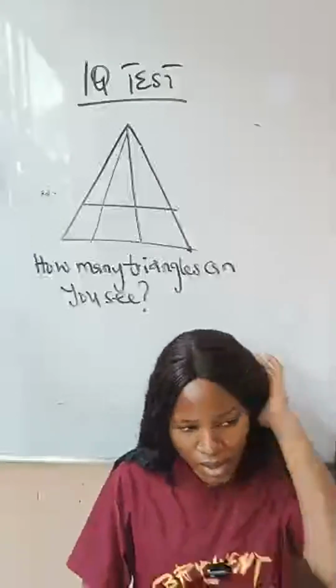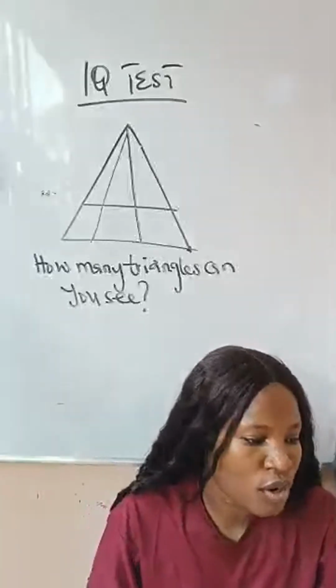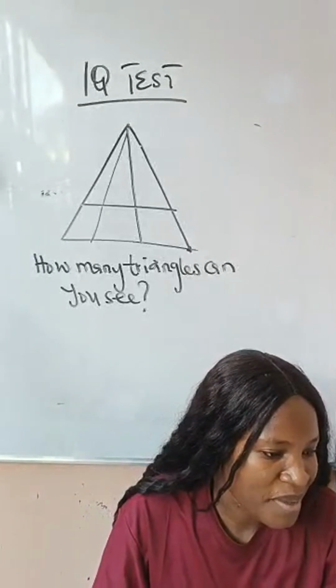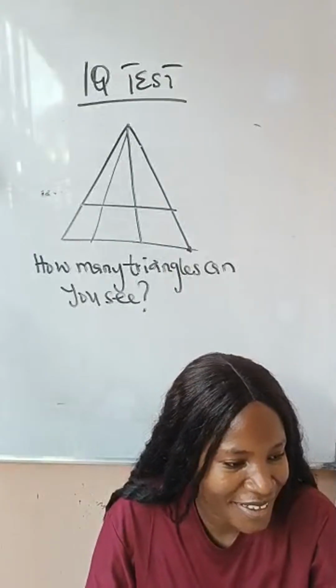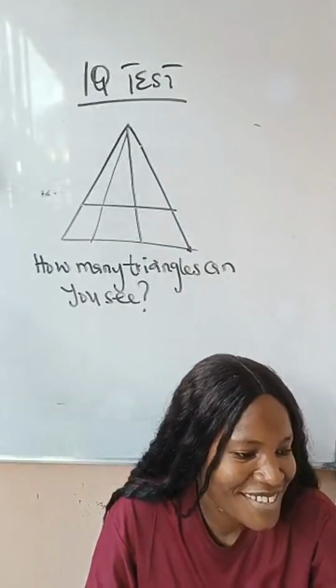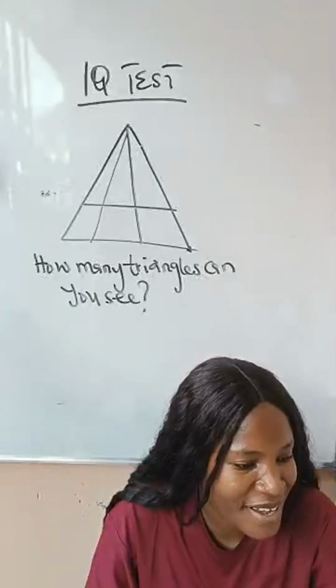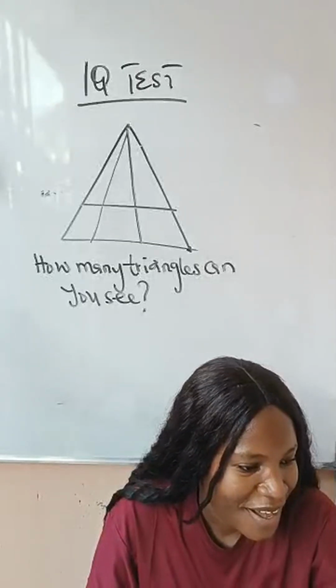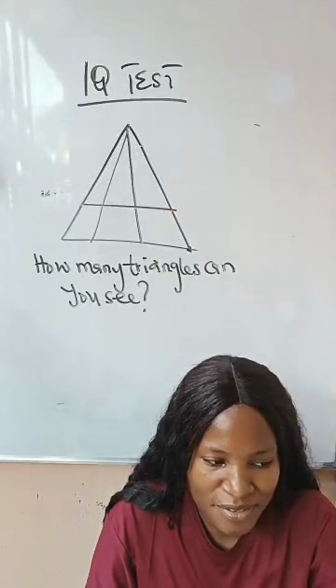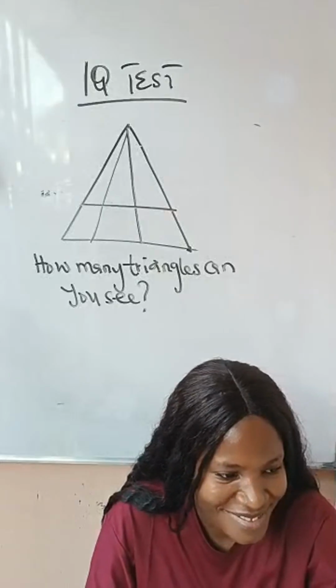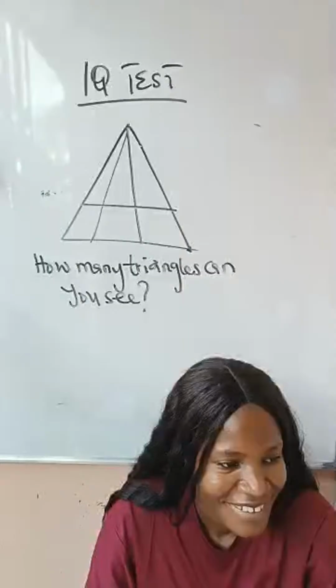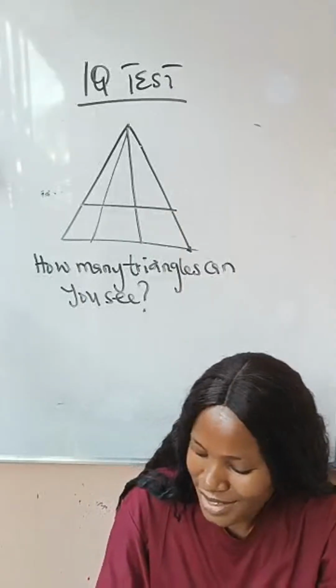Okay. So I'm getting 12, 12. Except Neo, you joined us today. Neo is saying the answer is 4. How many triangles can you see? Mark is saying the answer is 5.